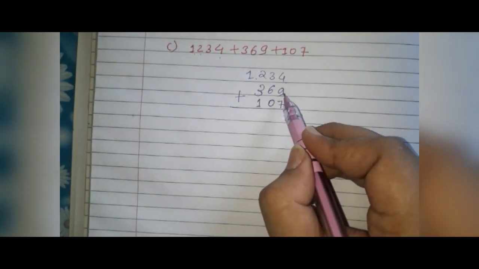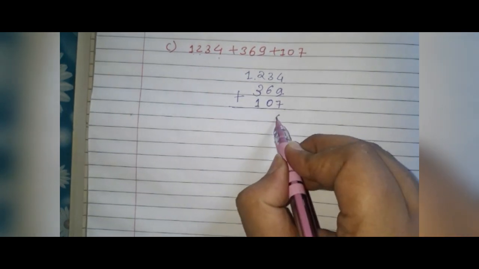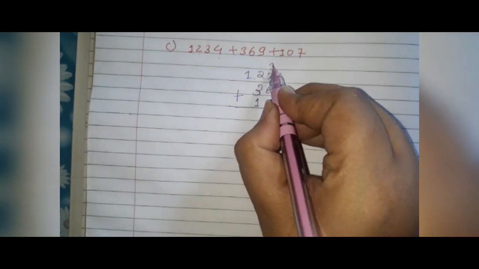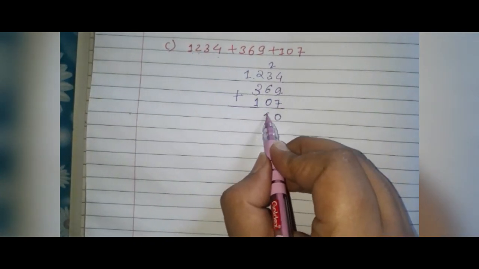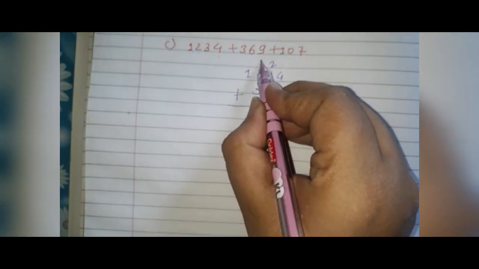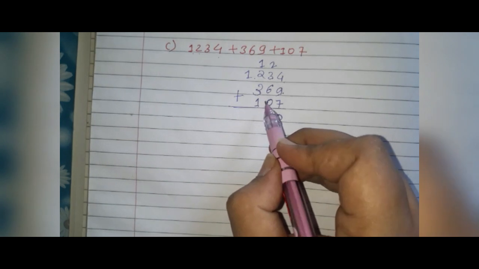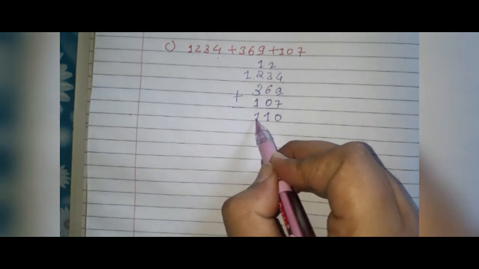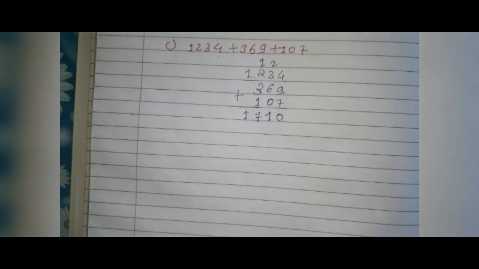Now 4 plus 9 is 13. 13 plus 7 is 20. We'll write 0 here. 2 will go on the carry over 3. 6 plus 3 is 9. 9 plus 2 is 11. 1 will write here and 1 will go on carry over 2. 2 plus 3 is 5. 5 plus 1 is 6, plus 1, 7 and 1 remaining, we'll write it here.